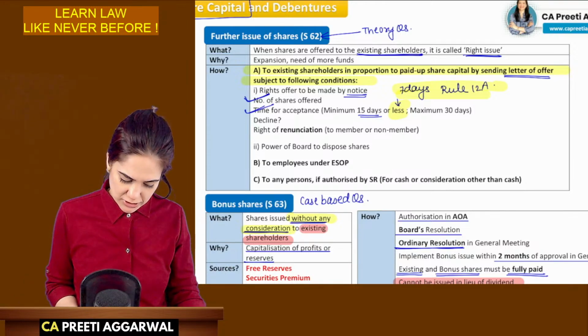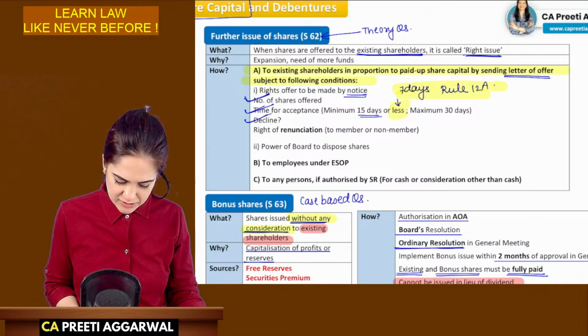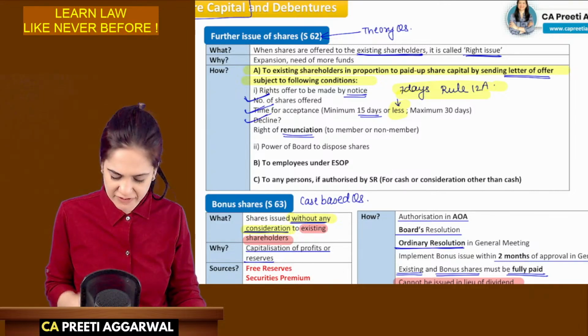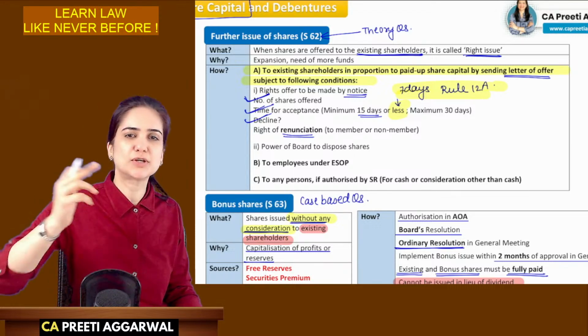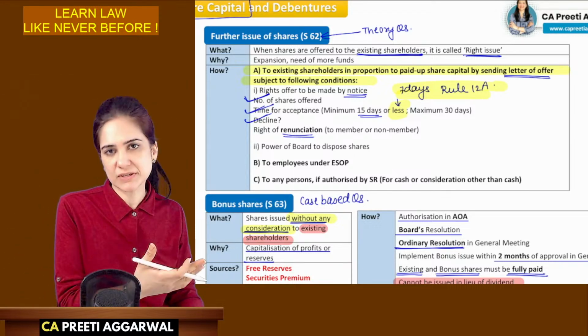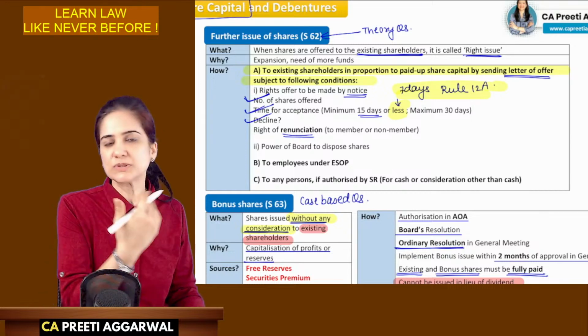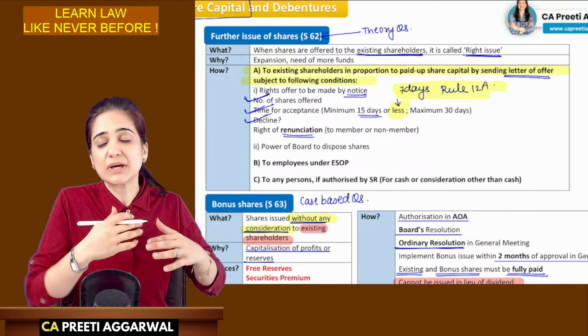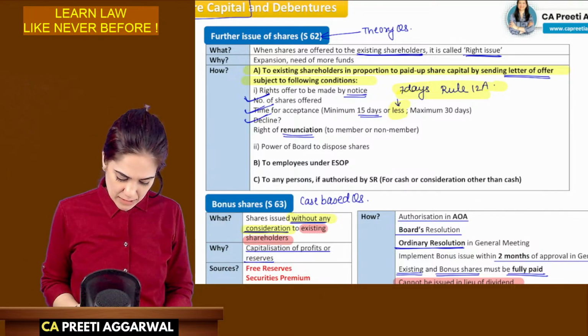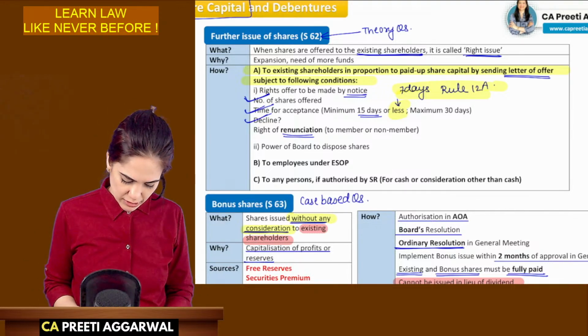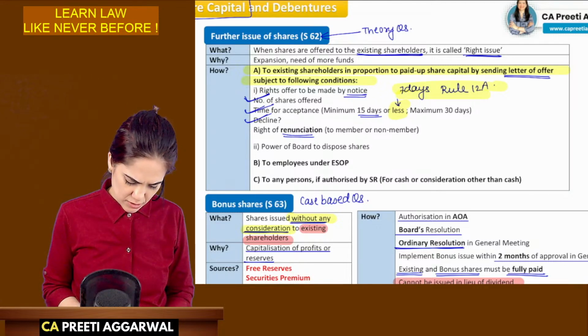You will also mention that the right of renunciation is available. Renunciation means you can renounce it in favor of any other person. That person may be a member or a non-member. I am not interested, my friend is interested, so I can renounce the right in his favor, and he will apply for the share.